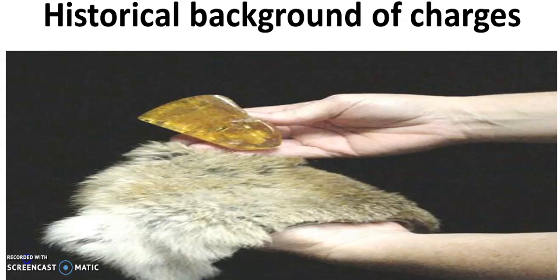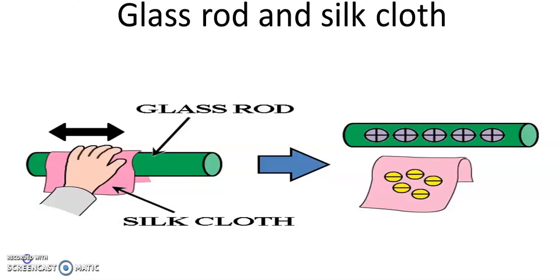Two millennia ago, when amber was rubbed with animal fur, it attracted small pieces of leaves and dust. Since amber possessed this property of attraction, it was said to be charged. It was initially thought amber had a special property. But later people found that not only amber, but even when a glass rod is rubbed with a silk cloth, the glass rod attracted pieces of paper.